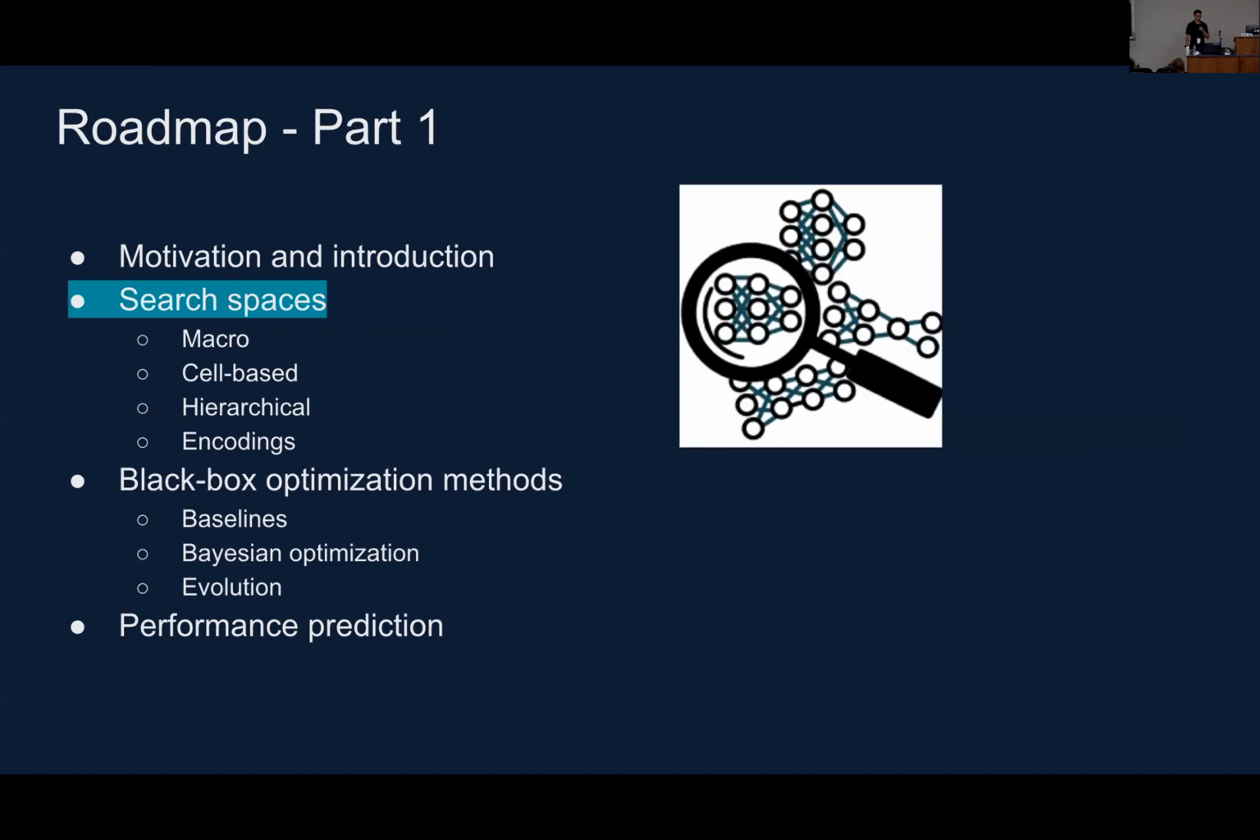Okay, so that comes to the end of my motivation and introduction. So now I'll get a bit more into the meat of the talk. I'll talk a lot about search spaces and the most common types of search spaces, as well as how to encode the architectures. And then I'll also discuss black box optimization methods and performance prediction. And then in the second half, I think the topics Colin will cover include weight sharing methods, transformers, best practices, and future directions.